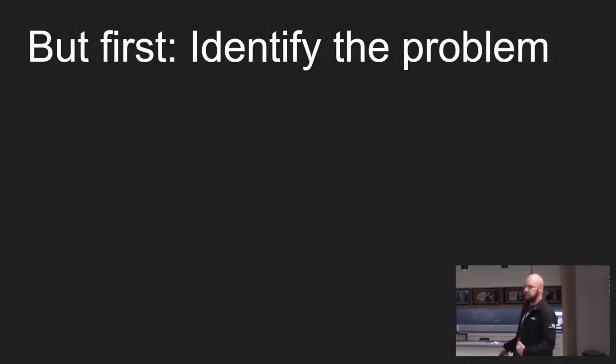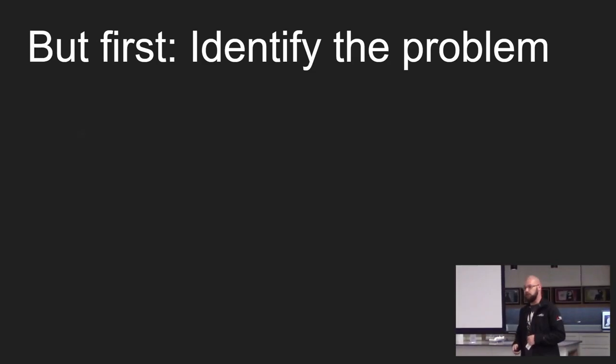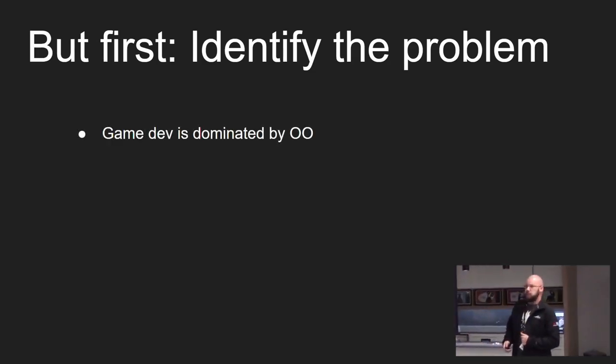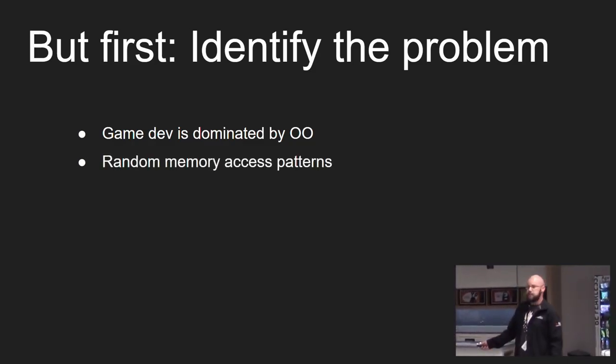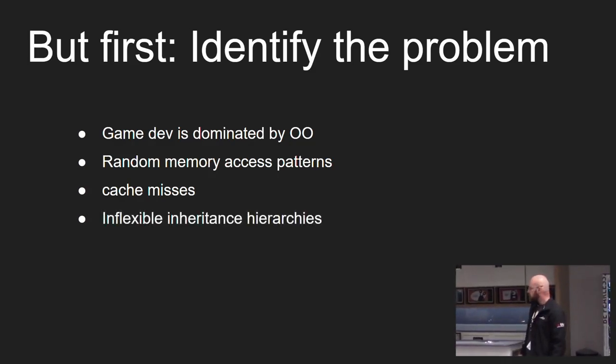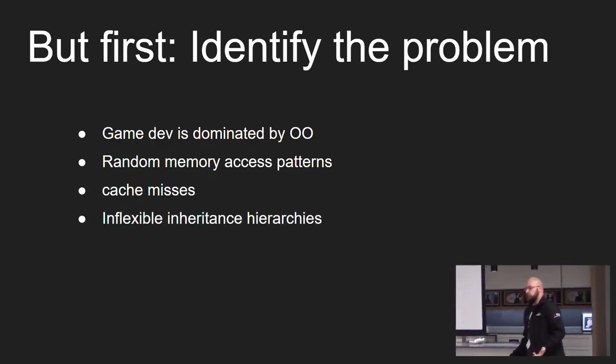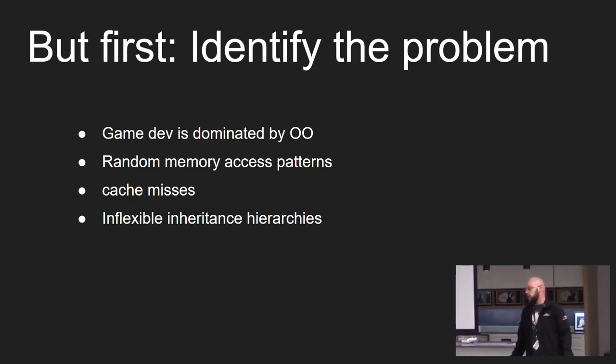But first we must identify the problem that ECS is trying to solve. Game dev is dominated by OO, which is not a problem in itself, but it does lead to the rise of two other problems, namely random memory access patterns and cache misses. In my opinion, it also causes you to write some inflexible code via inheritance hierarchies. ECS is one of the options you have to solve those problems.